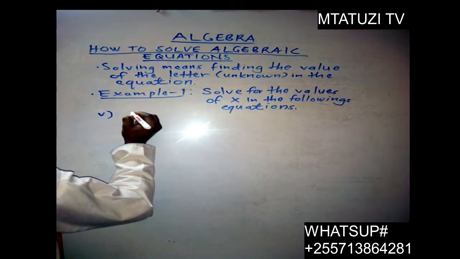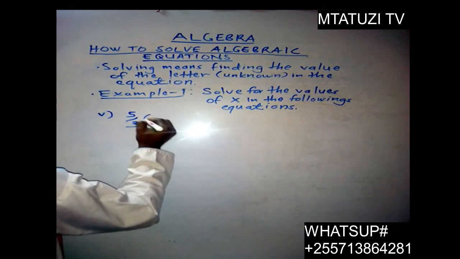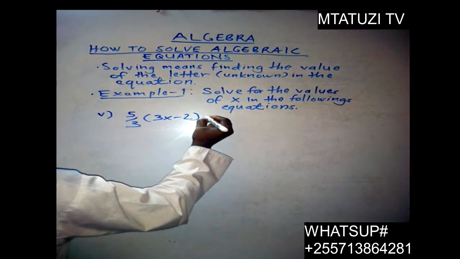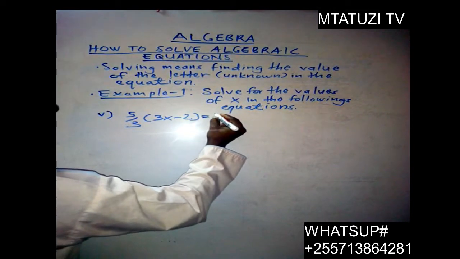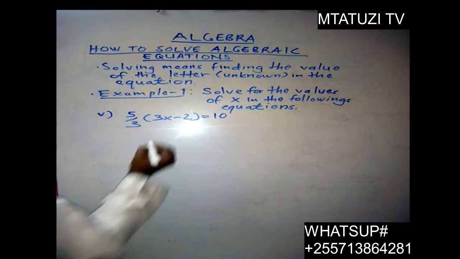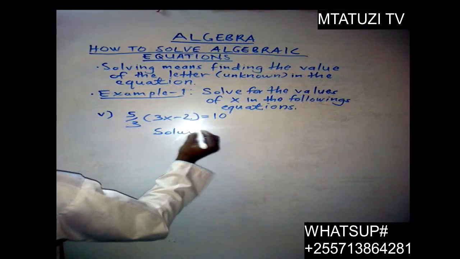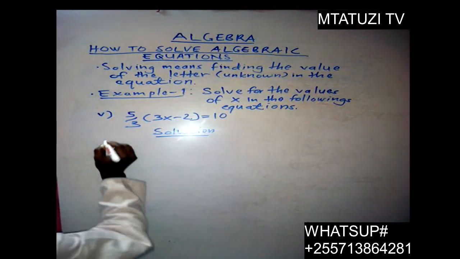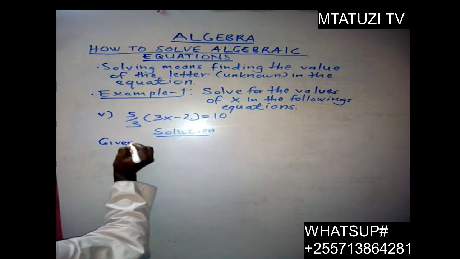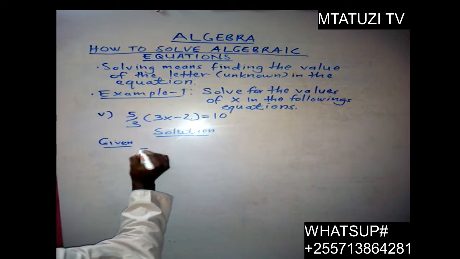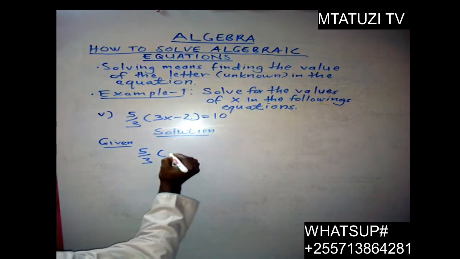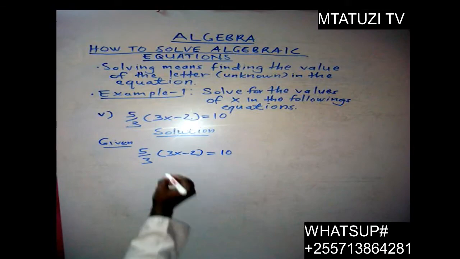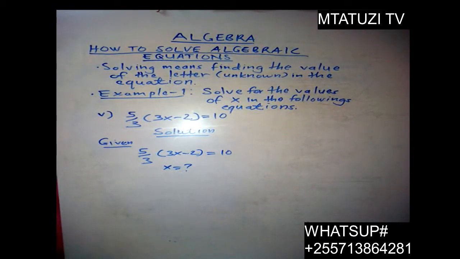You are given 5 over 3 in bracket 3x minus 2 is equal to 10. How do we do the solution? You are given a question like this one. How do you do a question like that? Given 5 over 3 in bracket 3x minus 2 is equal to 10. We are required to find the value of x. So now how do we do it?